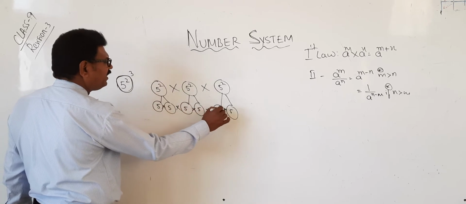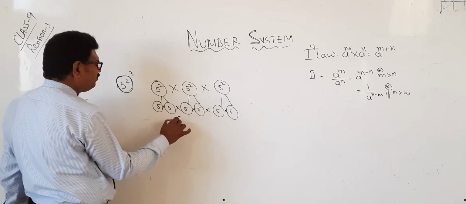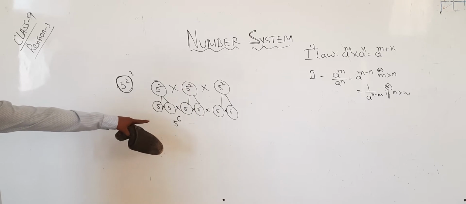Multiply, multiply, multiply. According to the first law, what can I write? 5 to the power of 6 I can write. Correct?